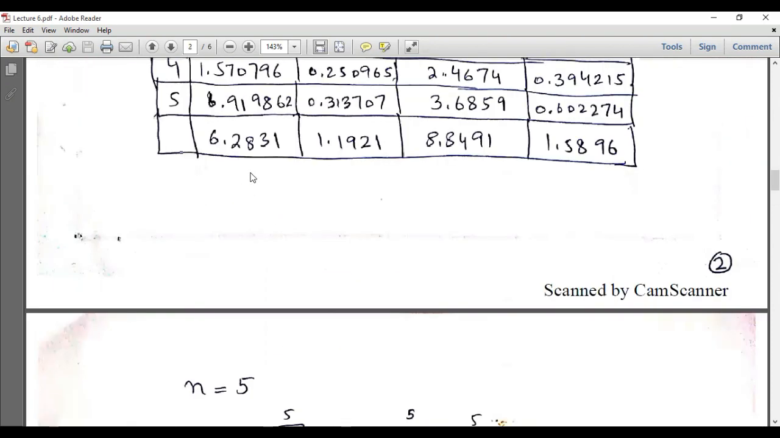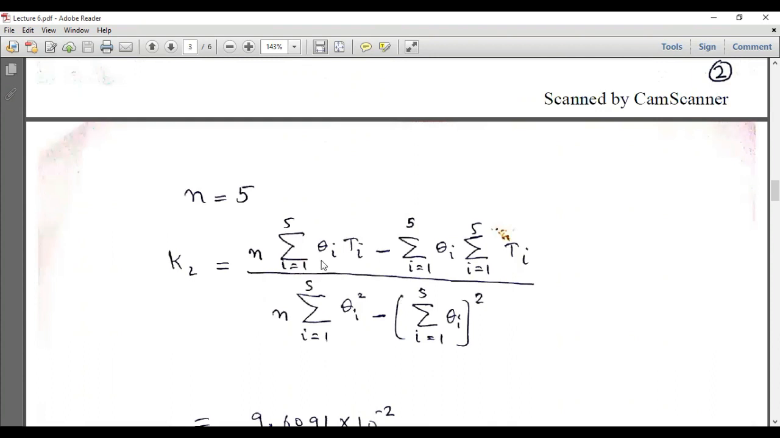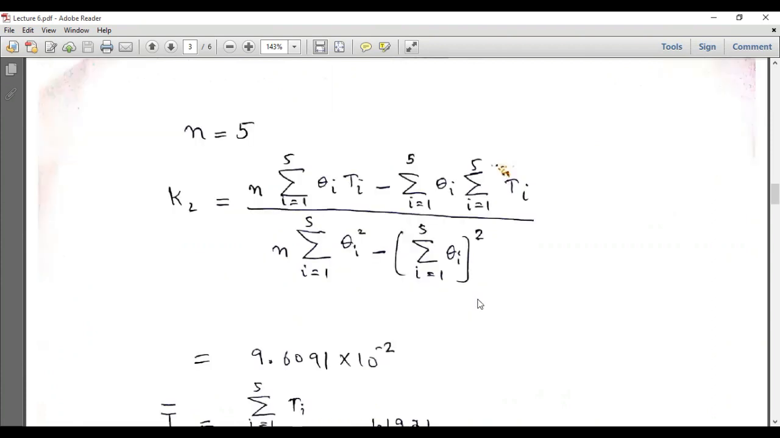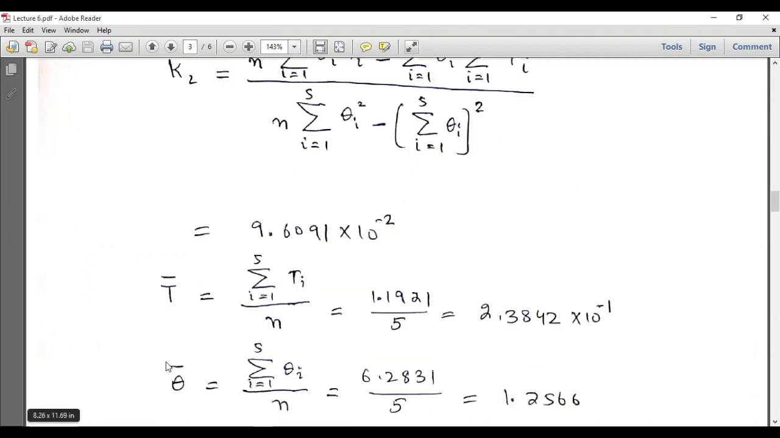Now just put all these summations in this expression. N is equal to 5 because we have a total of 5 values given in the table. So let's put the summation of theta and T over here, the summation of theta over here, the summation of T over here, the summation of theta square over here, and the summation of theta squared over here, and then we will be able to calculate k2 as 9.6091 times 10 to the minus 2.